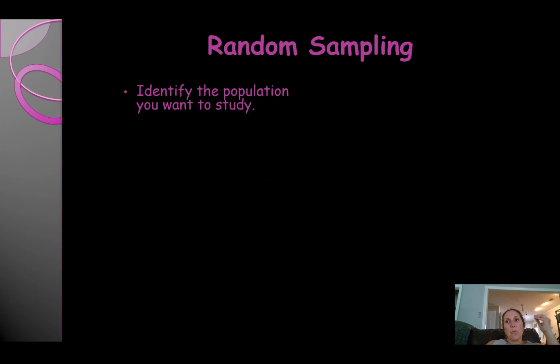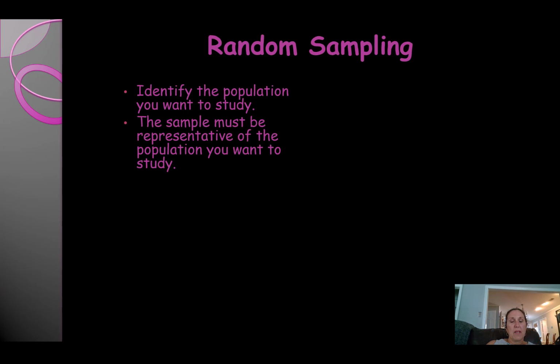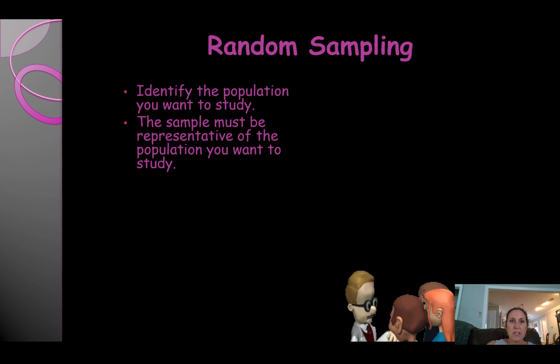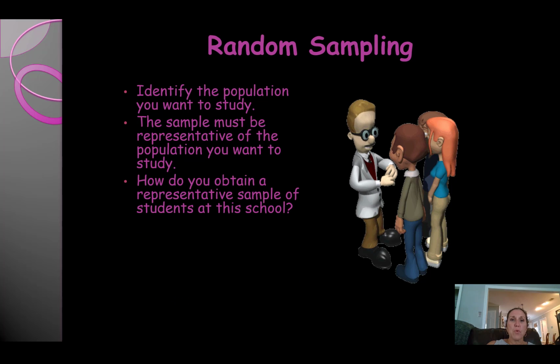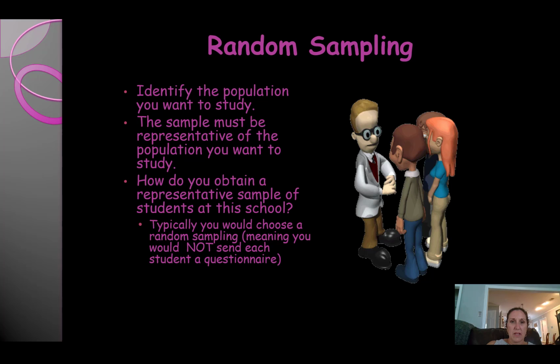Now, anytime you're doing an experiment, you need to identify the population you want to study and make sure that your sample represents the population you want to study. How do you obtain a representative sample of students at your school? You choose a random sampling.